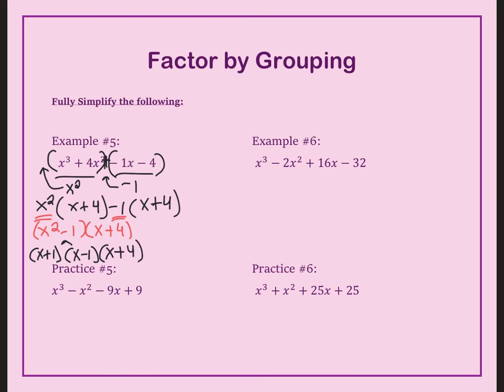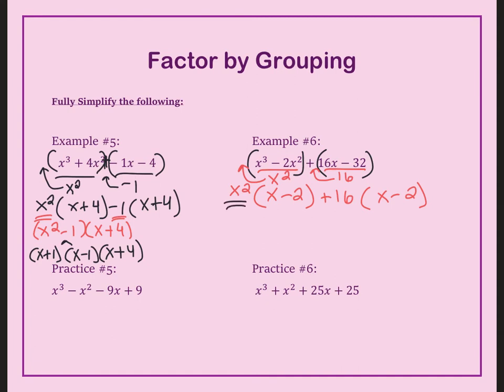Okay, let's see if the same thing happens in example number 6. I'm going to group the first two, I'm going to group the second two, and I'm going to make sure there's a plus sign in the middle, and there is. In the first parentheses, I can factor out x squared by dividing and writing it in front, and I'm left with x minus 2. The second parentheses I can factor out 16, and when I divide by 16, I get x minus 2. So if they have a common term, I'm going to put my coefficients together.